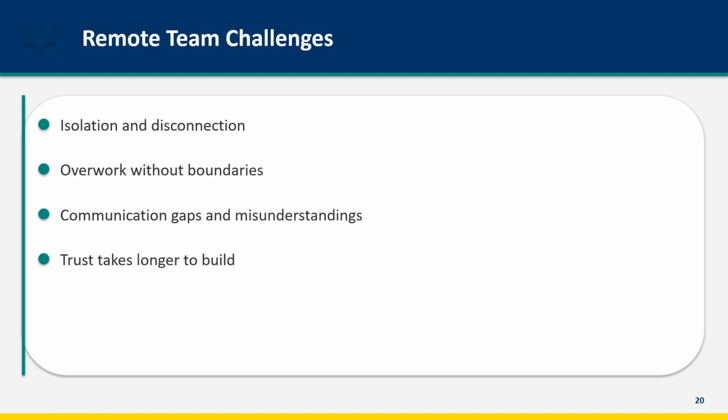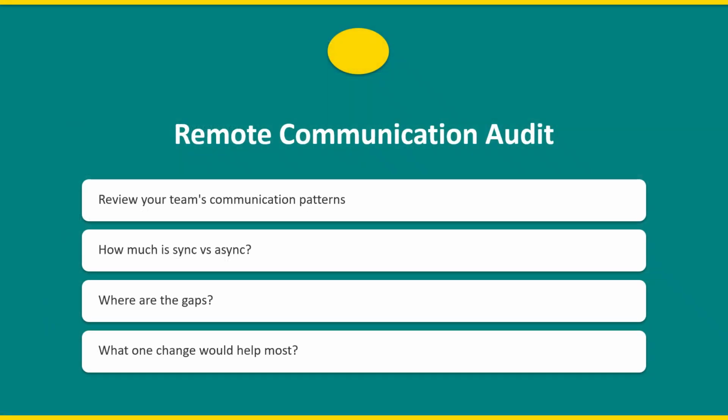Be aware of remote team challenges. Isolation and disconnection affect mental health and engagement. Check in on how people are doing, not just what they're doing. Overwork happens when home and work boundaries blur. Model healthy boundaries yourself. Communication gaps lead to misunderstandings. Invest in over-communication. And trust takes longer to build without in-person interaction. Be patient and deliberate.